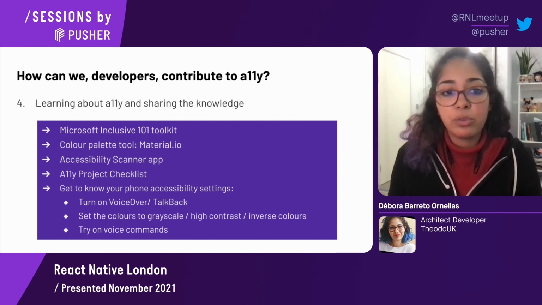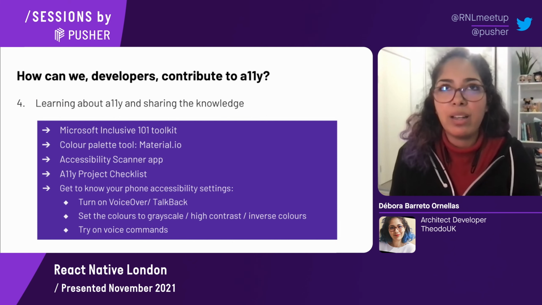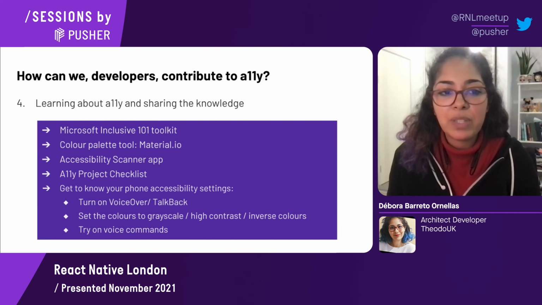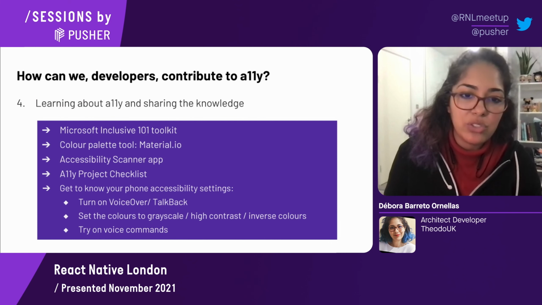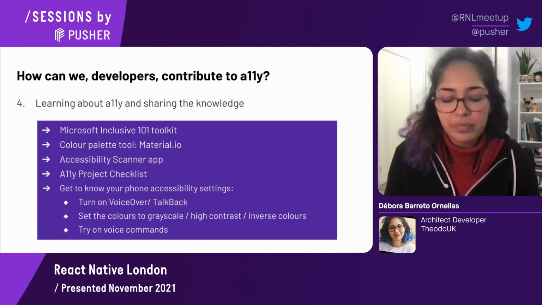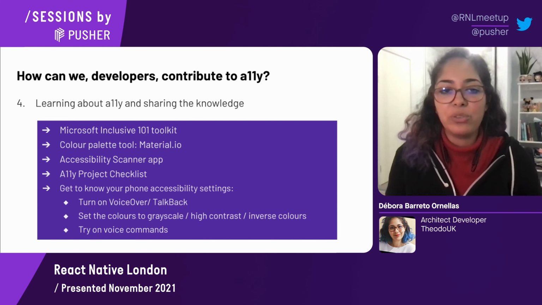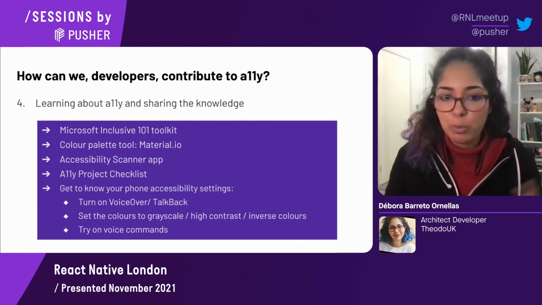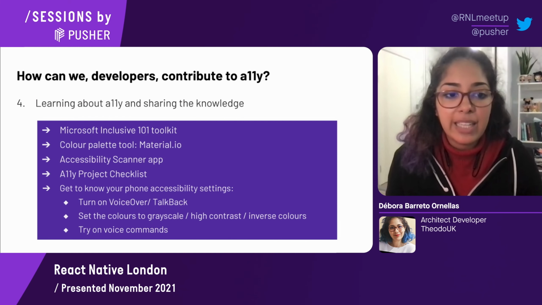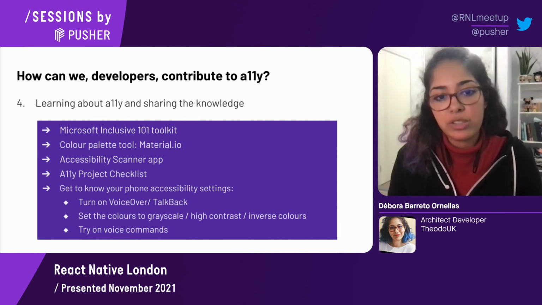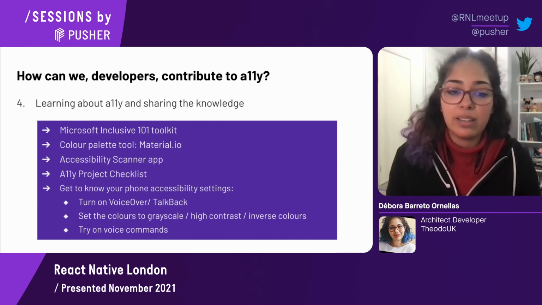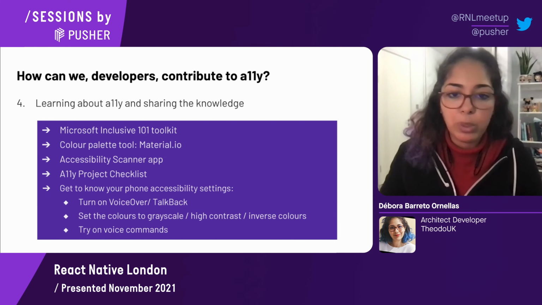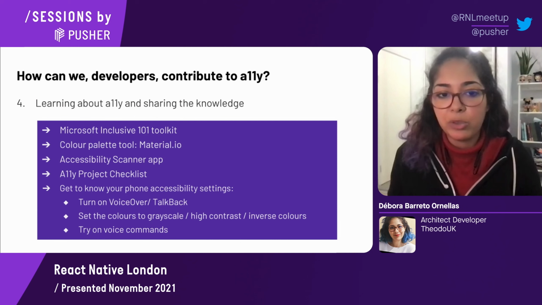For color palette tools, I found at least five of them, and the Material UI one was the one I liked the most. The accessibility scanner app that I mentioned before would also be my choice, to try one scanner app with multiple apps that you have. The A11y Project checklist is really great if you have an existing app or web app and you want to see how well you're doing right now.